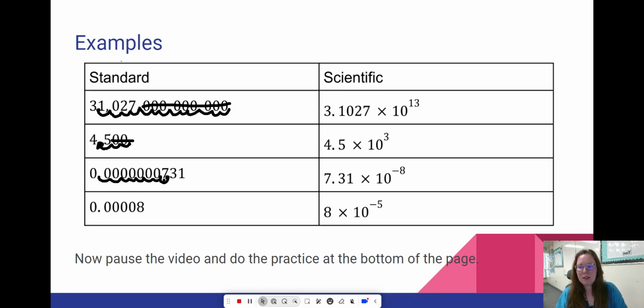And that 7 is a number that's not 0, it's not a placeholder. There's only one of them, 0.31. So 7.31 times 10 to the power of, I moved it 8 times. But if I just wrote times 10 to the power of 8, that means it's a giant number, like one of these up here. That's not what I want. I want to show that it's a teeny weeny number. So we do negative 8.